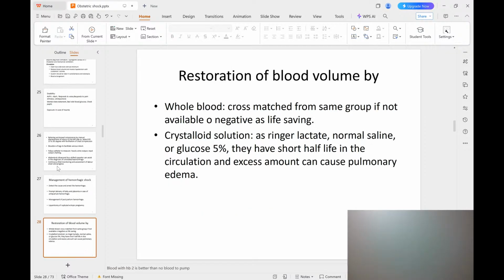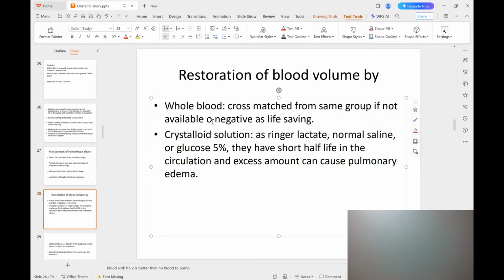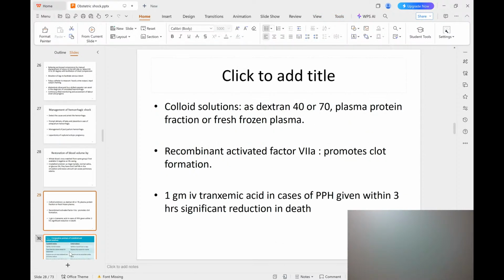And restoration of blood volume can be done by whole blood, which is cross-matched, and if not available, O negative blood group is used. Similarly, crystalloid solutions like Ringer lactate, normal saline, or 5% dextrose, and excess cannot be given because it can cause pulmonary edema. Similarly, colloid solutions like dextran 40 or 70, plasma protein fraction, or fresh frozen plasma.